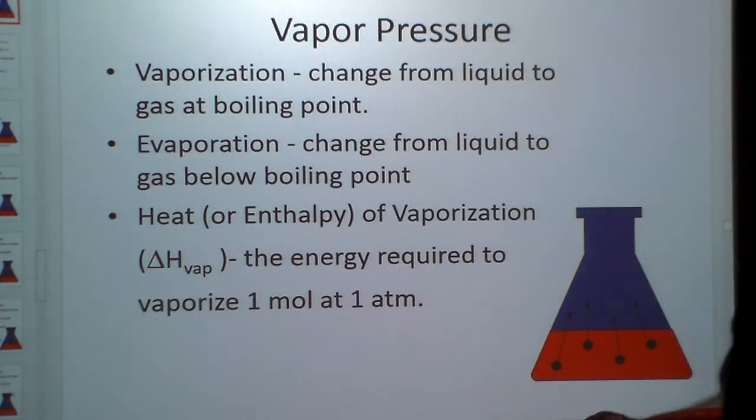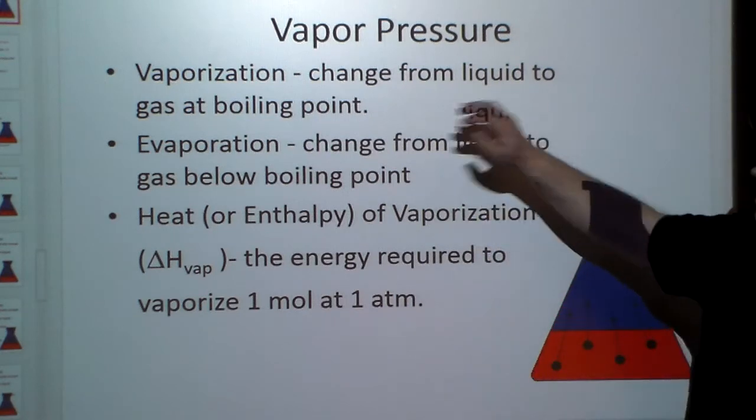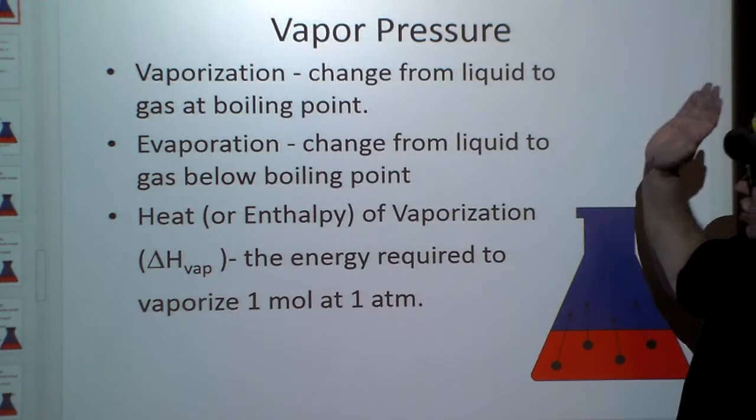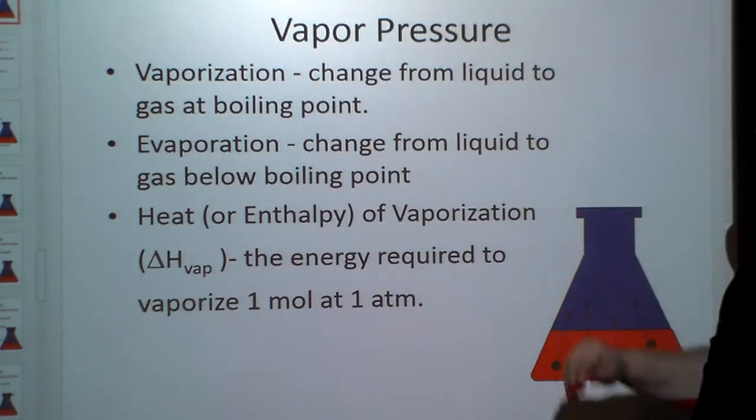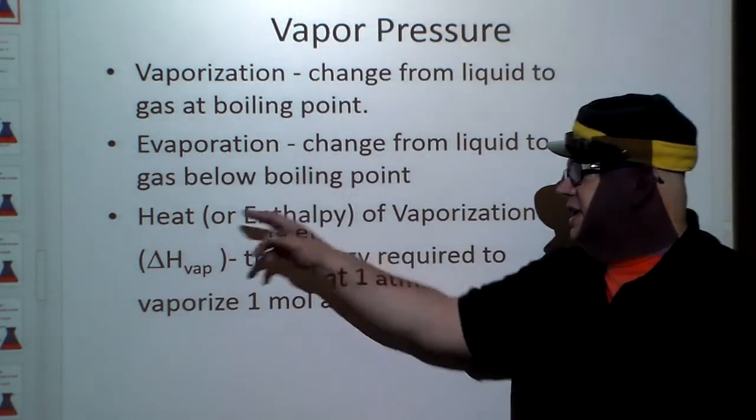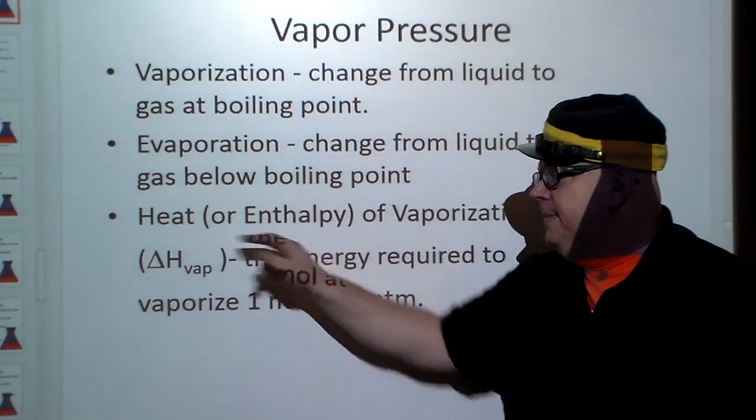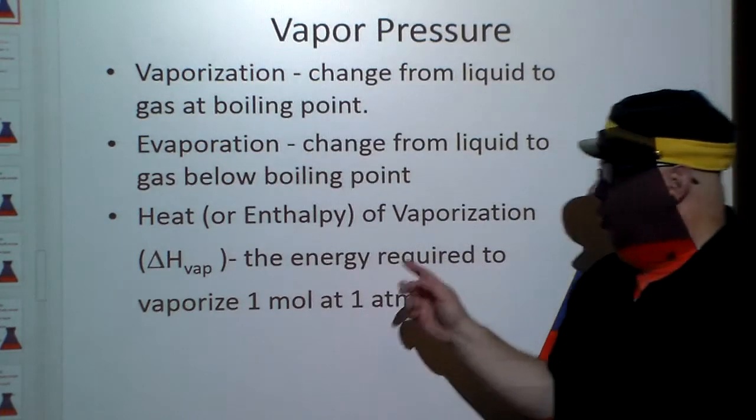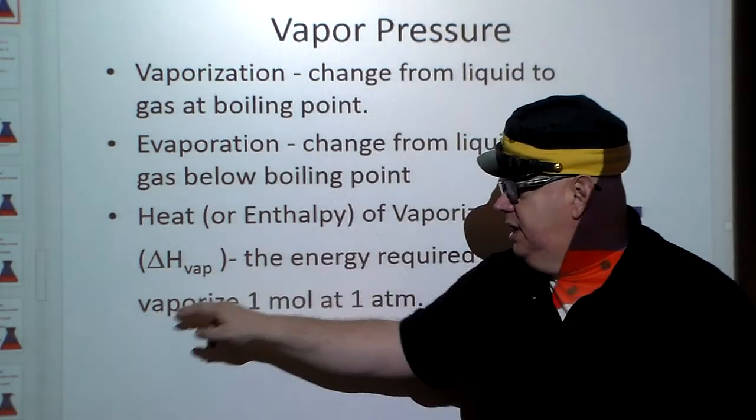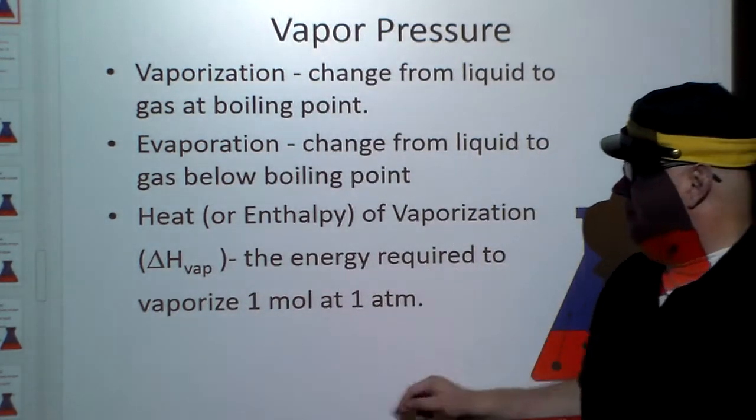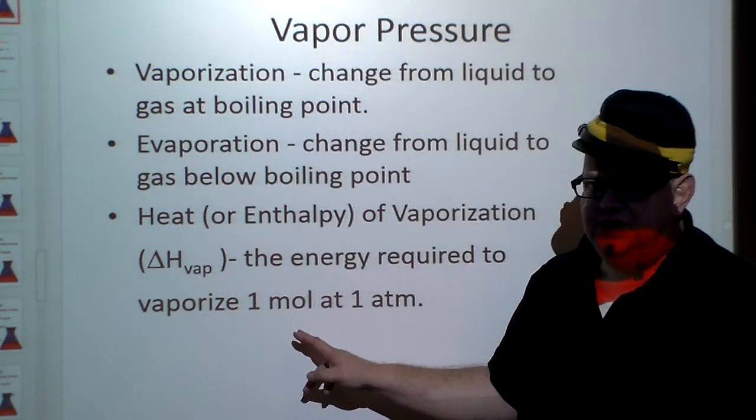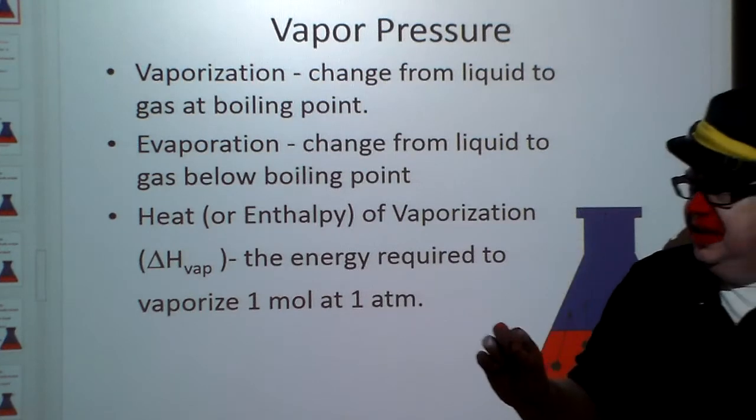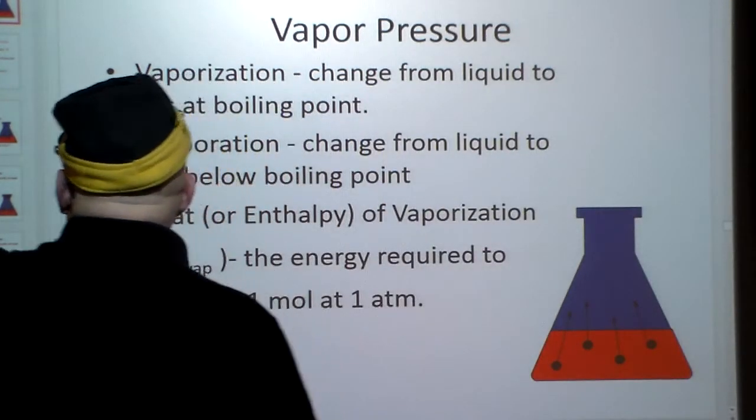Vapor pressure. Okay, think about vaporization going from liquid to gas at a boiling point, and evaporation is changing liquid to gas below the boiling point. So we have heat, or enthalpy. Think enthalpy is the heat content of vaporization. And that is what this is right here. It's the energy required to vaporize 1 mole of something at 1 atmosphere pressure. That's the key thing to look at.